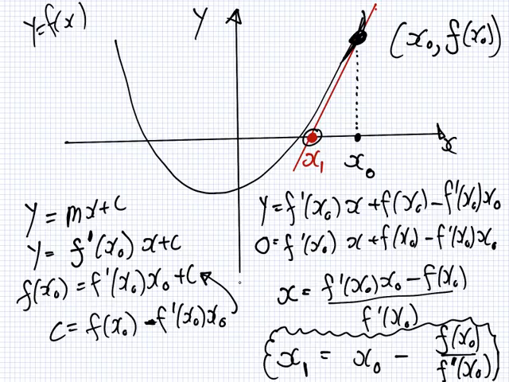Why is the y equal to f(x0)? Why not? Because this is x0, and if you want to know what the y is, you have to put this in here to get the y.